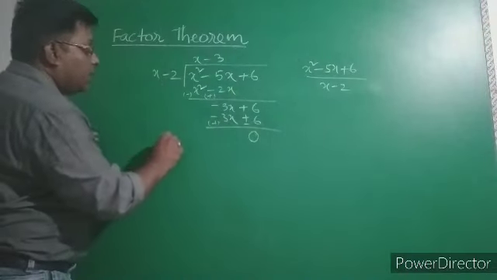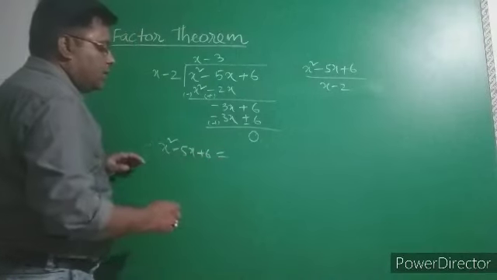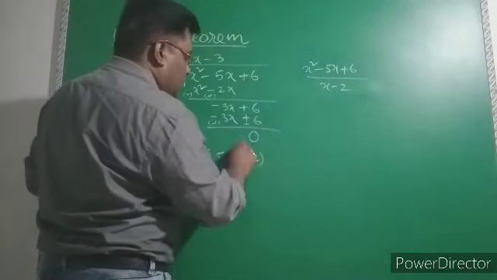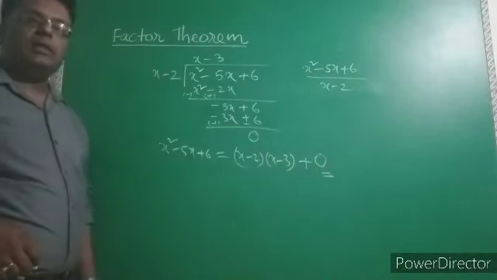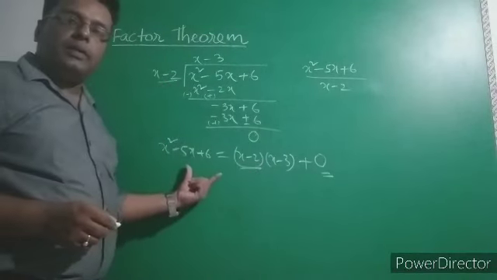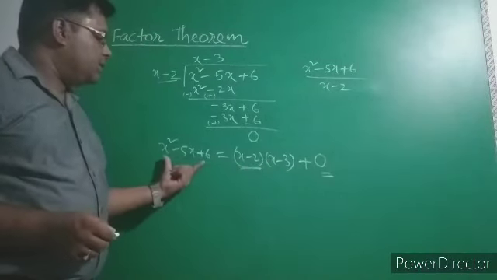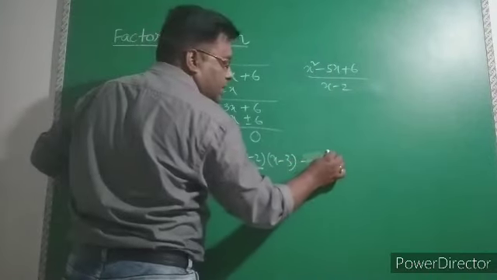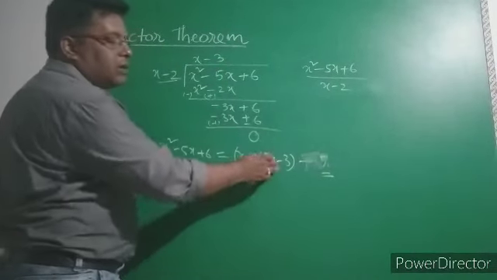That is, we can write x square minus 5x plus 6, the dividend, is equal to divisor into quotient plus remainder. That is, x minus 2 into x minus 3 plus 0, where 0 is the remainder. Therefore, this x minus 2, the divisor, is called a factor of this polynomial. Similarly, x minus 3 is also a factor of x square minus 5x plus 6. We need not write the plus 0; this can be written as the product of these two.